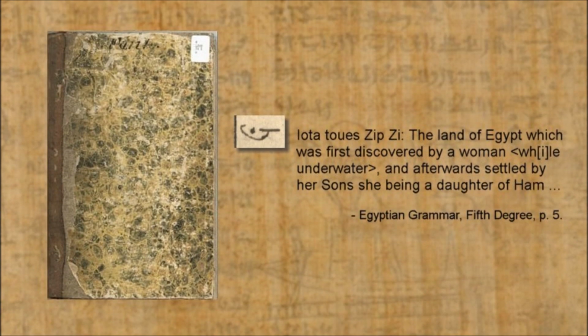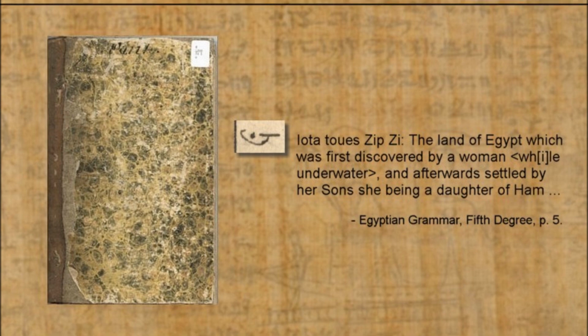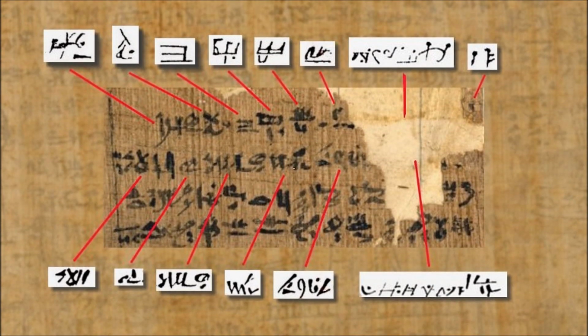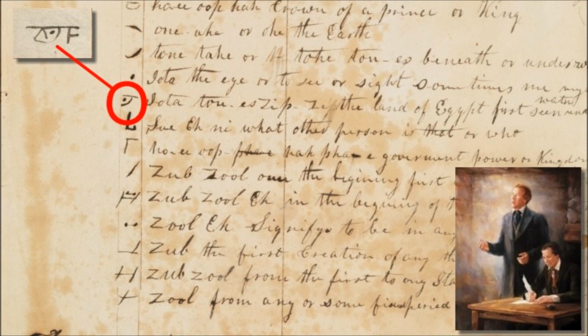The definition in the 5th degree reads, "Iota Tau Es Zip Zai, the land of Egypt, which was first discovered by a woman while under water, and afterwards settled by her sons, she being a daughter of Ham." While Muhlestein is generally correct that the characters in the margins of the translation documents do not match those in the alphabets and Gale, and that's because they are taken from different documents, the characters that coincide with the lacunae in the Hor Papyrus are a different story. Those characters were either copied from another line on the papyrus, or invented from pieces of characters from part 1 of the alphabets and Gale.